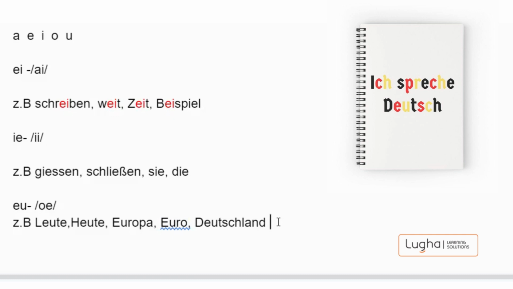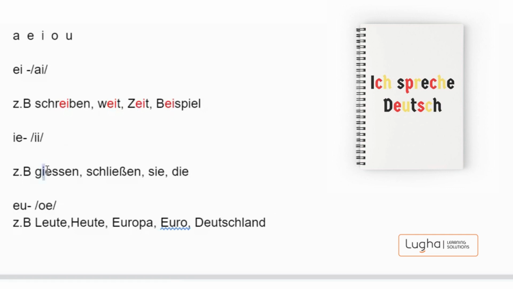So I'm just going to run through these vowel combinations one more time. The first one that we talked about is E, A, E. Together, they produce the sound I. And remember, we're talking about them as combinations because A on its own is simply A, E on its own is simply E. But when they come together, they result in a different sound. A, E becomes I. For example, schreiben. Just repeat that after me. Schreiben. Weit. Zeit. Beispiel. Good.